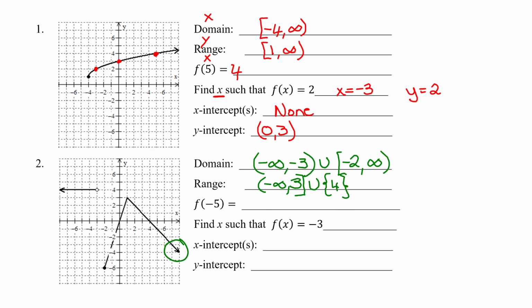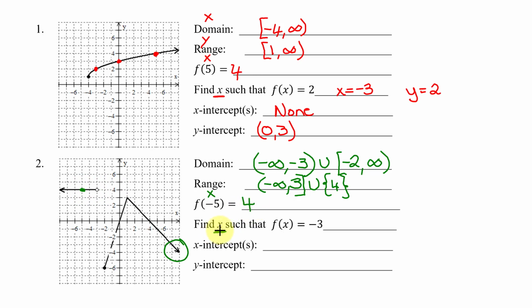So now I've finished the domain and range. The next thing we need to find is f of -5. This means x equals -5. Find the y value. When x equals -5, what's the y value? There's the point right here, and its y value is 4.